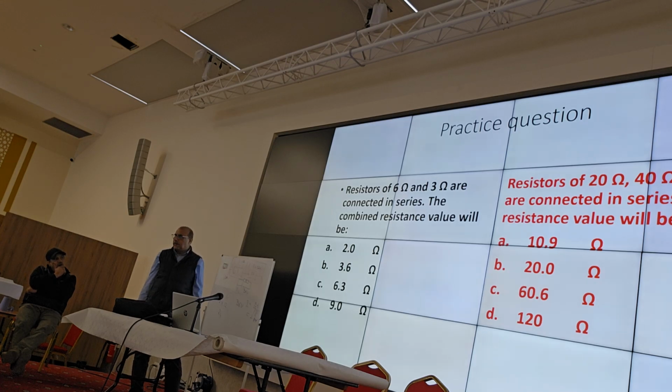If you look at the second one, it says resistors of 20 ohms, 40 ohms, 60 ohms are connected in series. The total resistance value will be 120. Again, answer is D. Is it clear to everyone? How to calculate the total resistance for the series circuit.